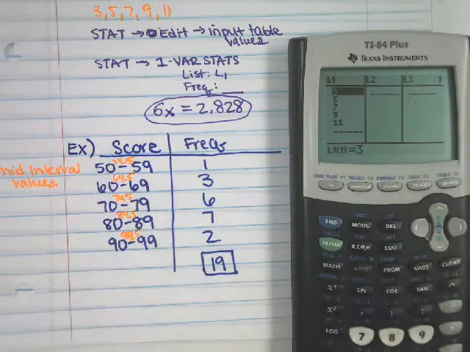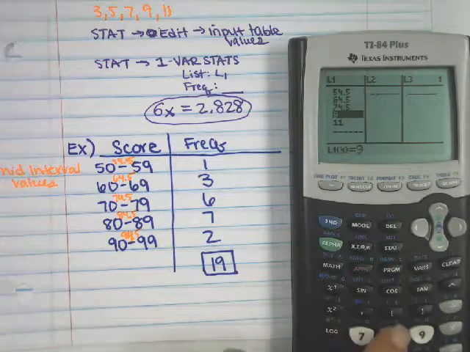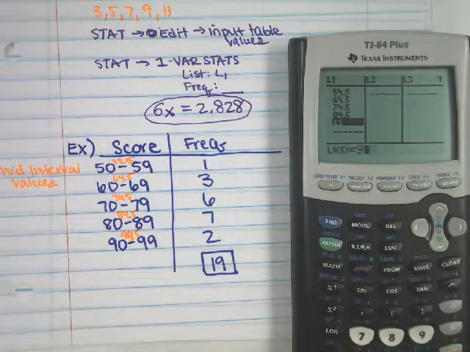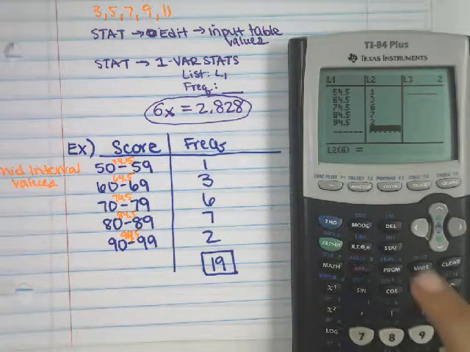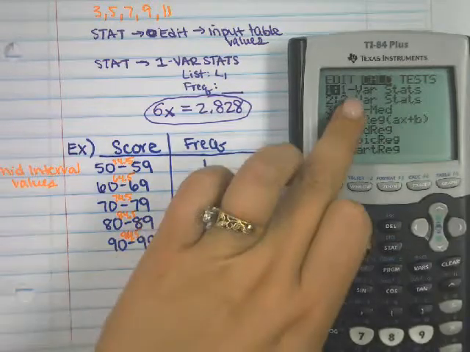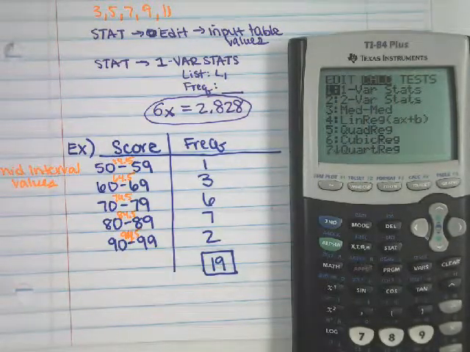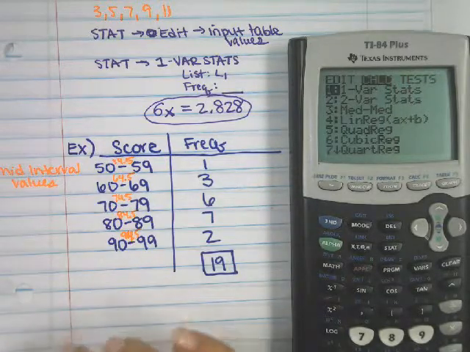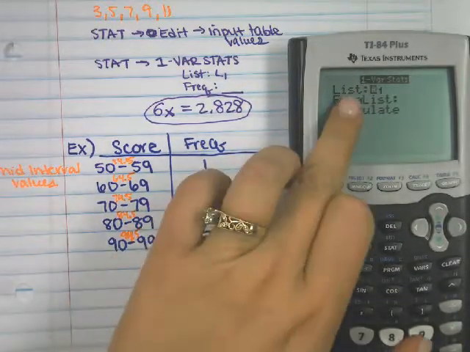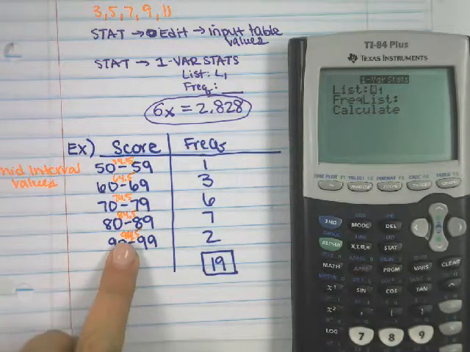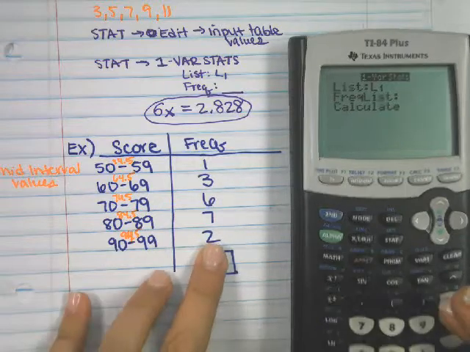So stat, edit, my list 1 is the mid-interval values, 74.5, 84.5, 94.5. List 2 is going to be my frequency, 1, 3, 6, 7, 2. We want to stat, calculate one variable statistics. The reason we're using one variable statistics is we've only gathered one piece of information. So we know students' score on a test. That's all we've got. So one variable. List 1 is my list 1. That was my scores.